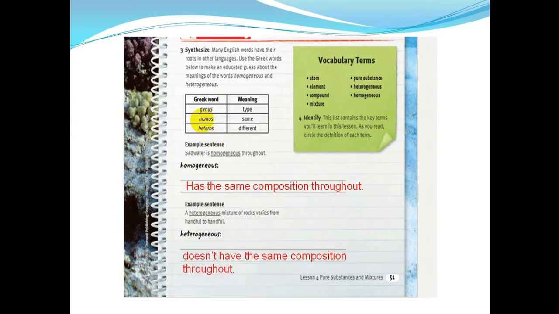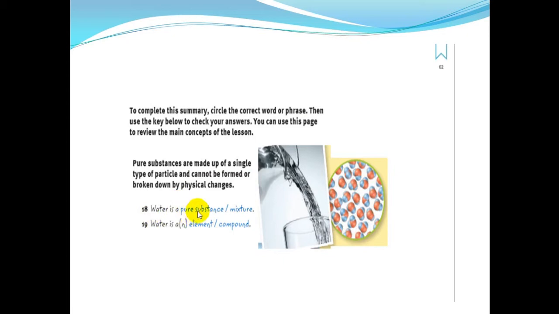So here, the heterogeneous mixture doesn't have the same composition throughout, like when you mix a mixture of rocks, it varies from handful to handful. When you take some rocks in your hand or some soil, you have different composition. The soil. Question 18. Water is a pure substance or mixture.